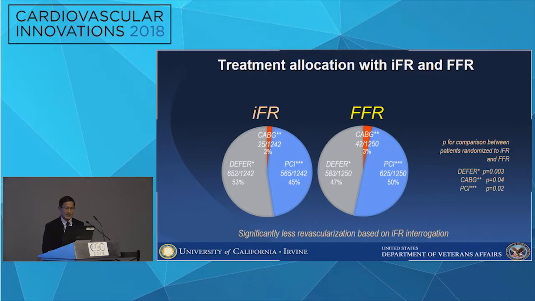The treatment allocation with IFR and FFR could bring up some concern in terms of it does give you different answers. About 20% of the time, the IFR and FFR will differ. And so that meant that there's actually 10% fewer revascularizations with IFR. So this could be a plus. In Britain, they said, oh, this is great. You can have similar outcomes with fewer PCIs.